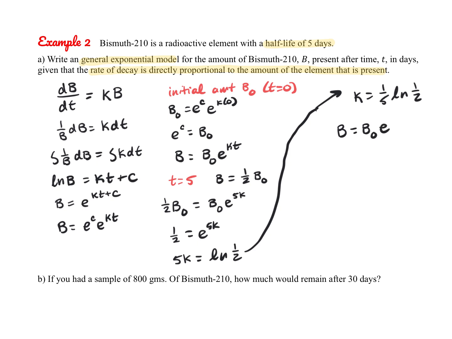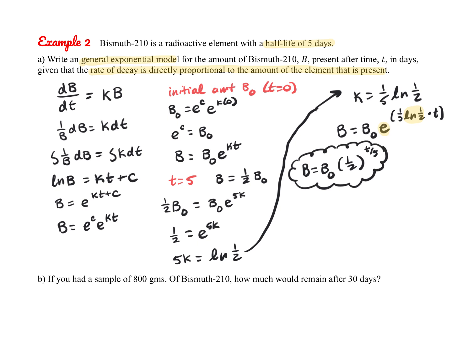E to the power of 1/5 natural log of 1/2 times T. So this we can simplify a little bit. So we have two options. Without a calculator, we know that e to the power of natural log of 1/2 will simplify to just 1/2. So we could say B equals B naught times 1/2 to the power of, we still have the T times 1/5, so we'll say T over 5. So this is one form of our model, and this would be a no calculator model.